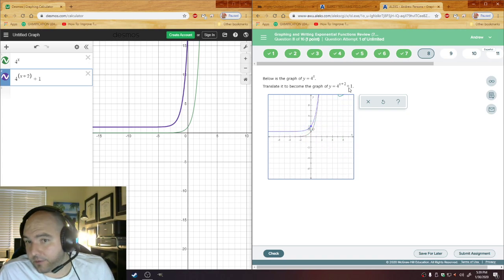If it had been a negative, we would have moved it down. Now this plus 2 moves it 2 horizontally. This outside stuff moves it vertically. This moves it horizontally.